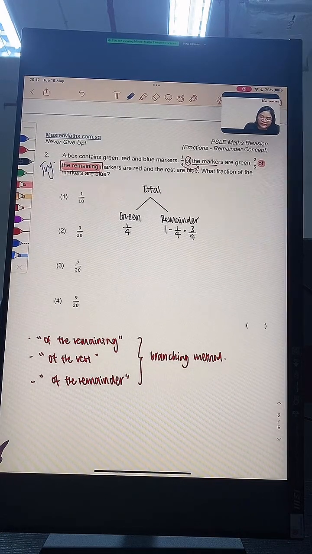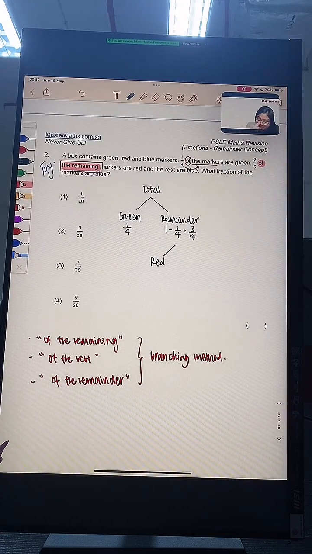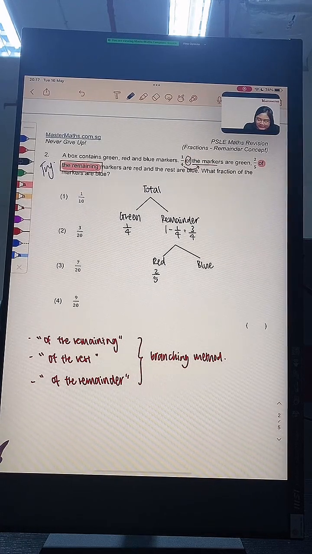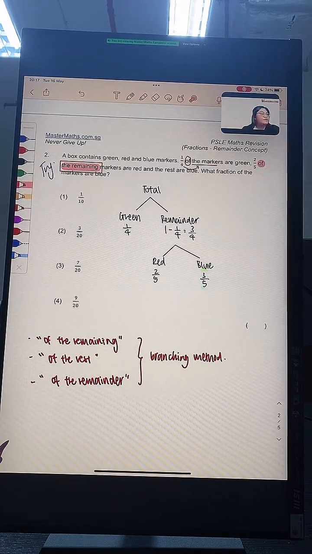Then from here, we can branch out to red markers. The red markers are 2/5 of the remaining, and the rest are blue. Therefore, the next branch that I am going to draw is for the blue markers, and they would be 3/5 of the remaining. Do we all understand why it is 3/5 here?